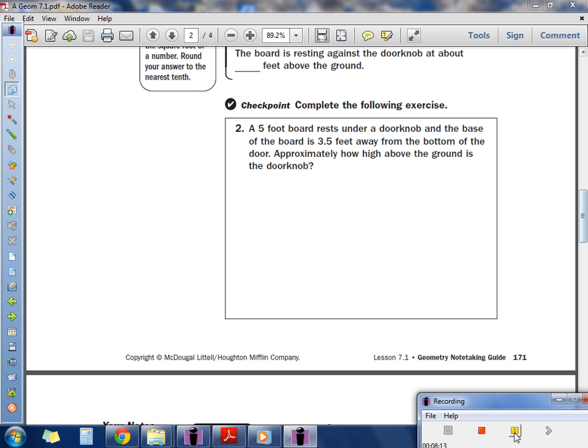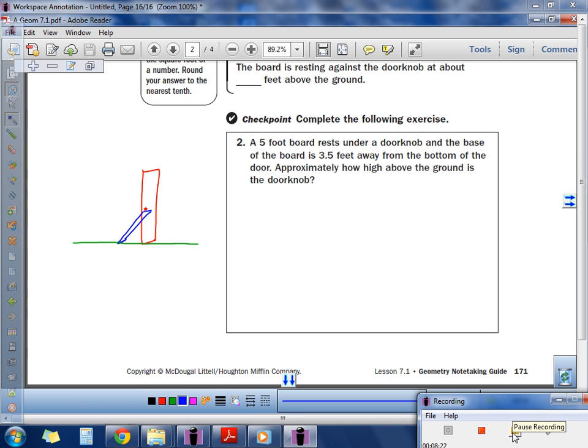This checkpoint is very similar. See if you can make a quick sketch, label the appropriate pieces, and go from there. All right, here's a basic picture. We have the door, we have the board resting under it. We just need to label our pieces. The board is 5 foot long, and it's 3.5 feet from the door.